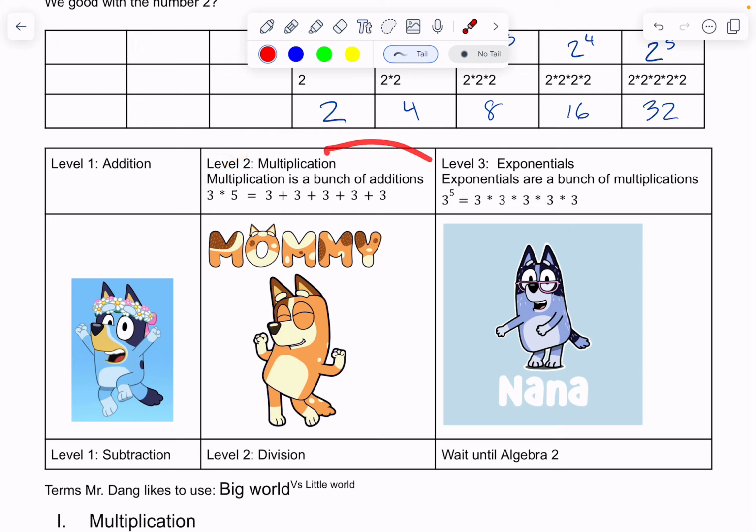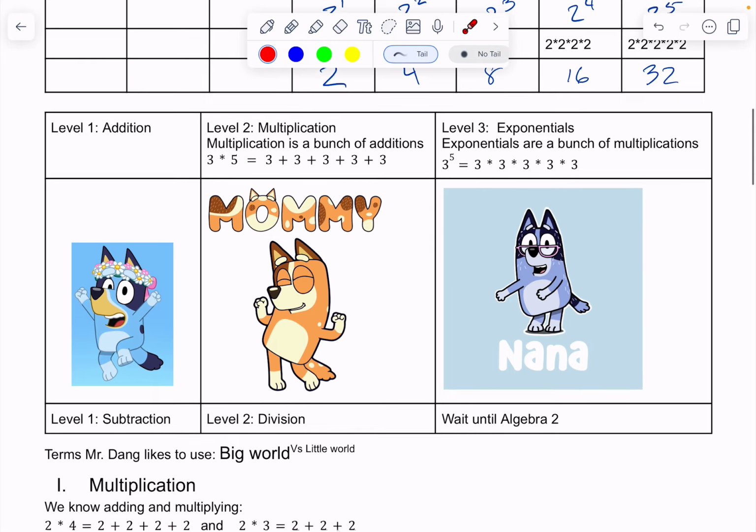Now you're getting older. Nana is the grandma of Bluey, so just going levels by levels. If I have 3 to the 5th power, that is 3 times 3 times 3 times 3 times 3. So exponents are a bunch of multiplication. In level 2, multiplication is a bunch of addition. Level 3, exponents are a bunch of multiplications. Hopefully there's a pattern that you see in recognition tests, because we will be using that as we progress.